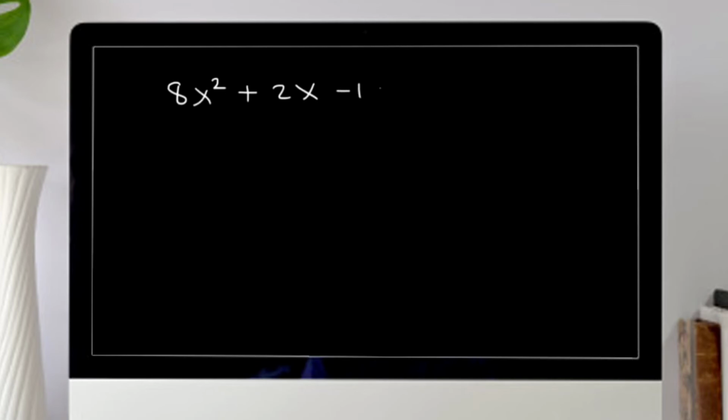Here's another problem. How can we factor this trinomial when the leading coefficient is not 1? What we need to do in this problem is multiply 8 and negative 15. 8 times negative 15 is negative 120. Now what two numbers multiply to negative 120 but add to 2? If you're not sure, make a list.